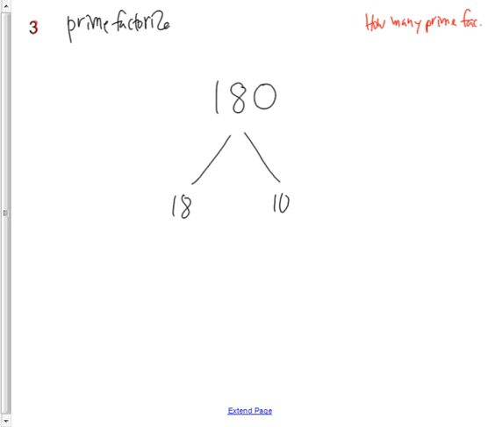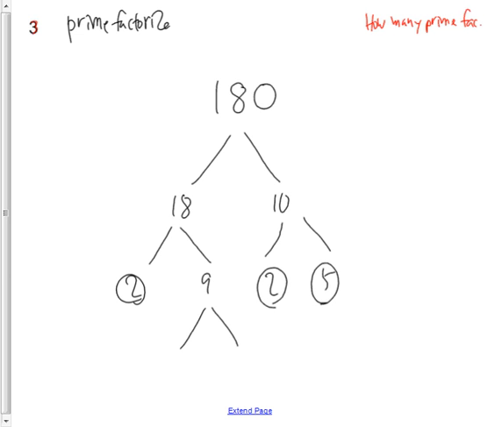Neither one of these are prime. Both of them are composite, which means we can break them down. This could become 2 times 9. 2 is a prime factor, so I'll circle it. 10 can be broken down into 2 times 5. Both of these are prime, so I'll circle those. 9 is composite, so we can actually break it down into 3 times 3, which are prime numbers.